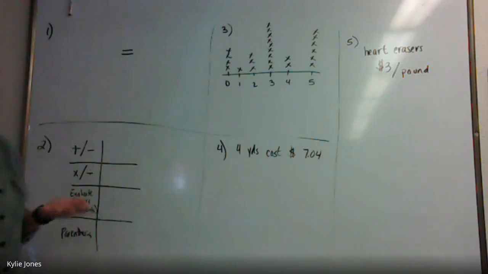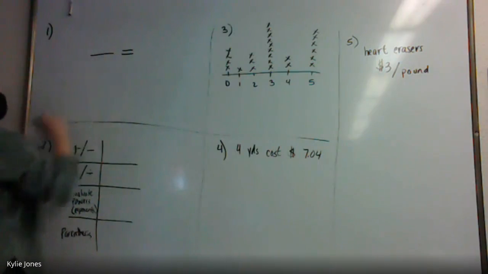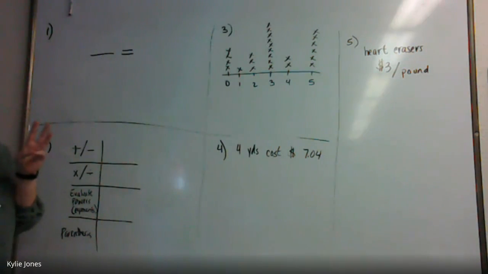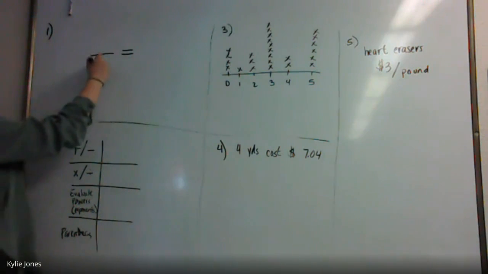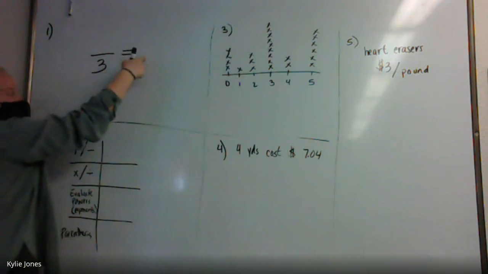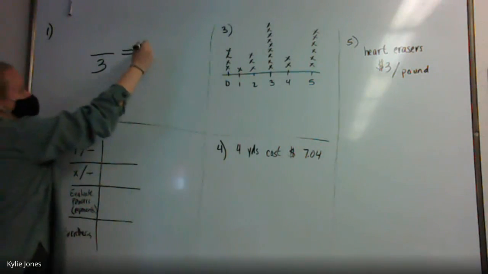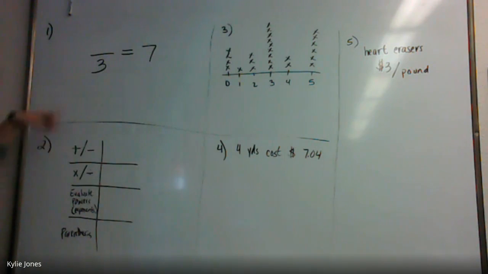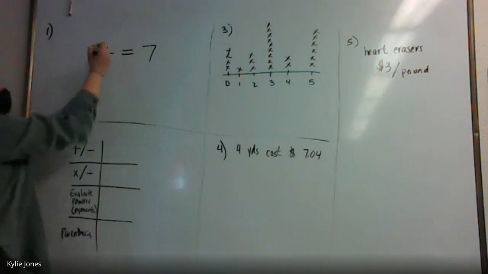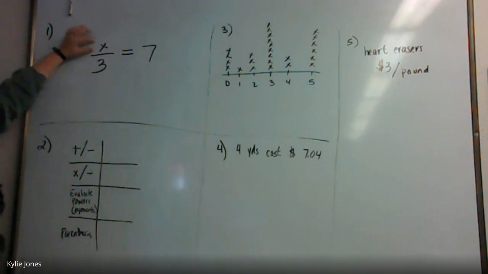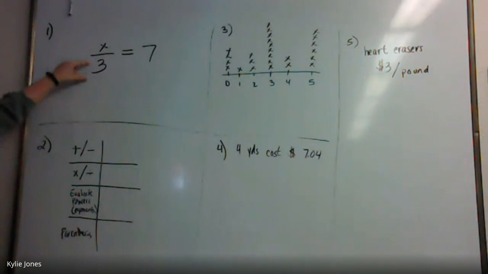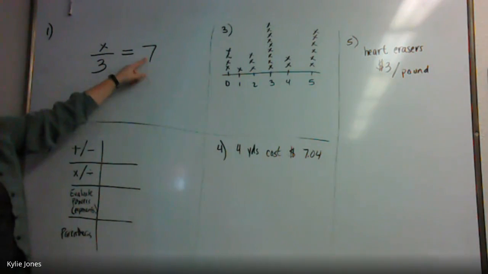We do need to divide. So something divided by how many people? Something divided by 3 is going to equal how much money? $7. So what do I put here? What do we not know? X, it's your unknown thing. It's your variable. So the amount of money that they pay total divided by 3 is $7 per person.